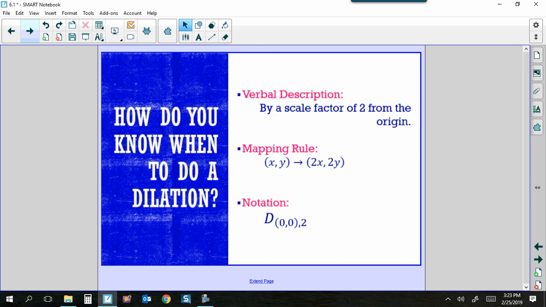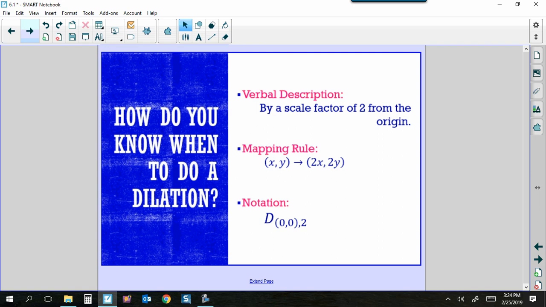And similar to our rigid motions, if you're centered around the origin, you are able to write a mapping rule very easily. So could I then say by a scale factor of 1/2 from the point -1, 5? You could. Oh, I said -1. We said no negatives. The scale factor was positive, though. Remember, on the coordinate plane, you can have positives and negatives.